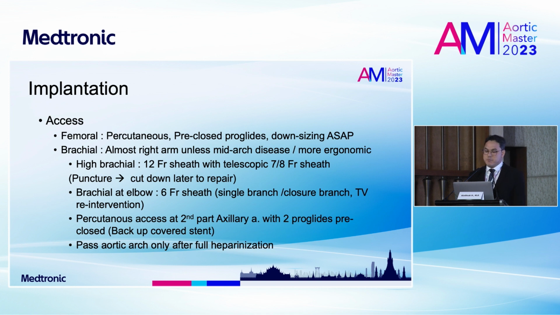For just a simple branch procedure, like a single branch or two, closure of the branch or doing the reintervention, I do the brachial access at the elbow. It can be compressed later. For the axillary transaxillary access with the percutaneous large sheath, I tried some of them, but mostly they need some backup with covered stents and later there is a lack of the stock, so we skip doing this for a while. And then remember just to pass the arch only when the patient gets the full heparinization.